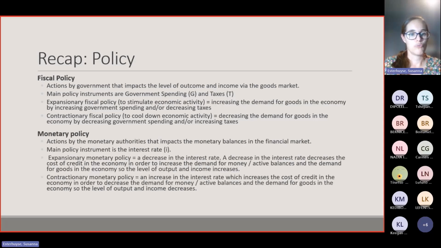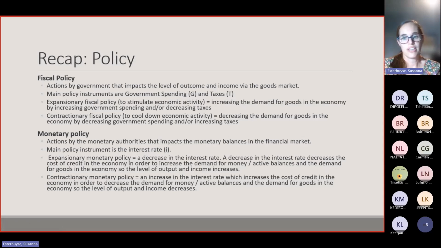Okay, let's move on to monetary policy. Monetary policy is the actions by the monetary authorities that impact the monetary balances in the financial market, and the main policy instrument is the interest rate. So if we look at expansionary monetary policy, again, this is expansionary policy, so you want to stimulate economic activity. You want to increase the level of output and income. How do you do that? You do that by decreasing the interest rate.